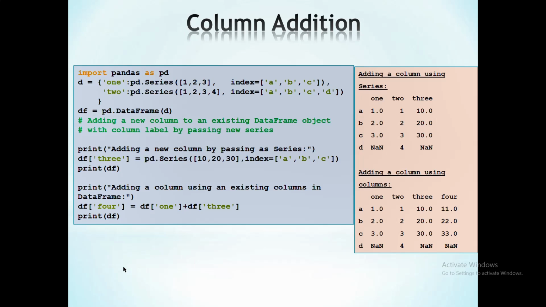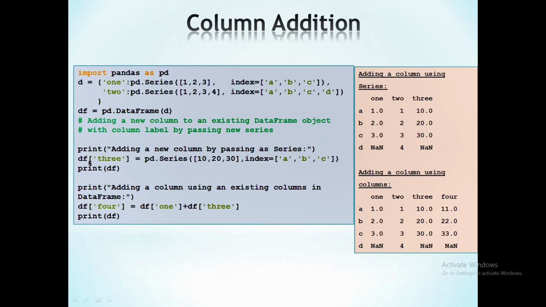So I have created a Pandas series. Then the series is converted into a frame here. So this is the output. Now I am adding a new column by passing a series here.